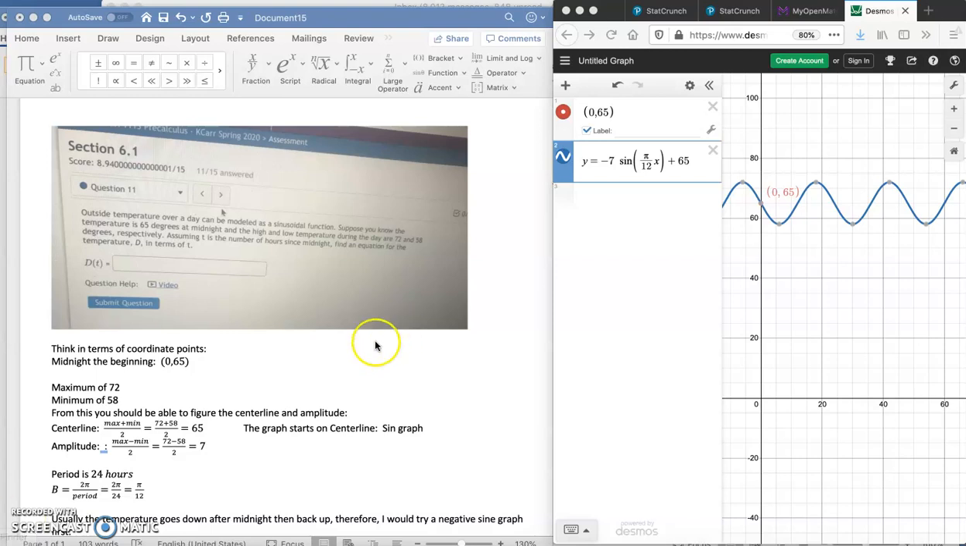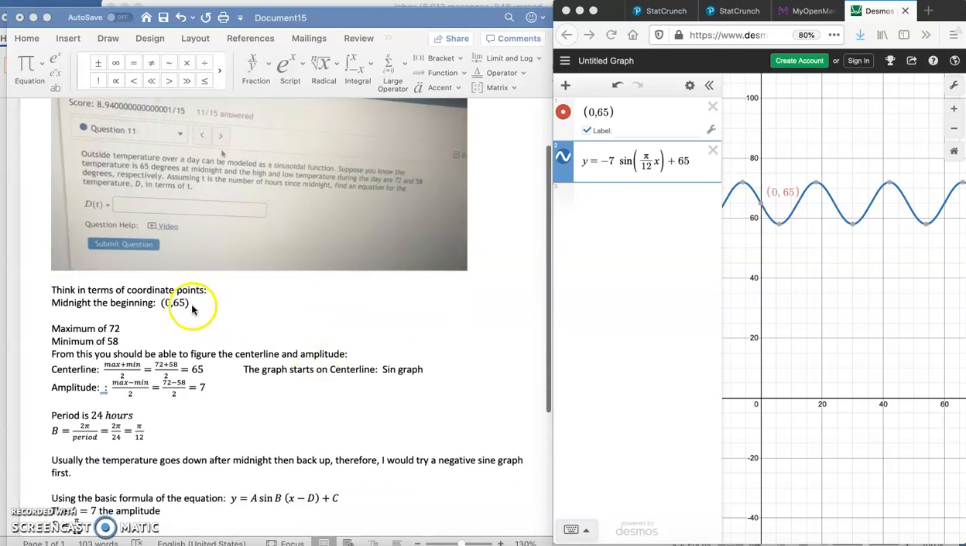Okay. Think about a coordinate point. You're beginning at midnight, which is your beginning point where your time is supposedly 0. You are up at 65. So that's that point right there. Okay, you reach a maximum of 72 and a minimum of 58. So I figured all this before I came up with that equation over there. So I add the maximum and the minimum and I divide it by 2. And that gave me 65.